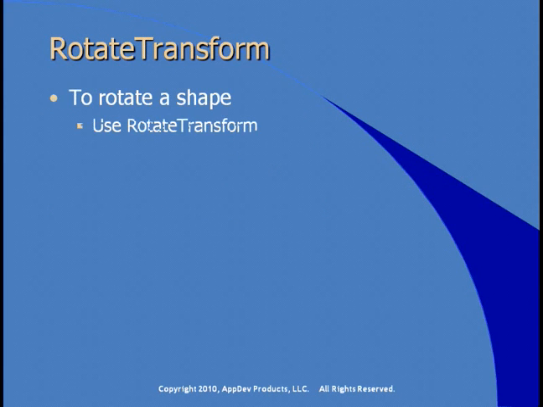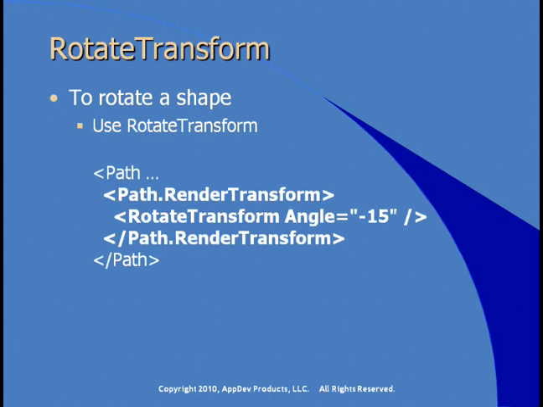To rotate a shape, you'll use a rotate transform, and the markup for that might look something like this. You have a path with its properties set, and then we'll set the render transform property of that path. Render transform is the element you use for all transformations, and here inside that render transform, we'll have a rotate transform where the angle is, well, minus 15 degrees, rotates it backwards 15 degrees. Now notice that the render transform can only contain a single element. So if you want to group multiples of them, you'll use one of the two methods for grouping together multiple transformations.